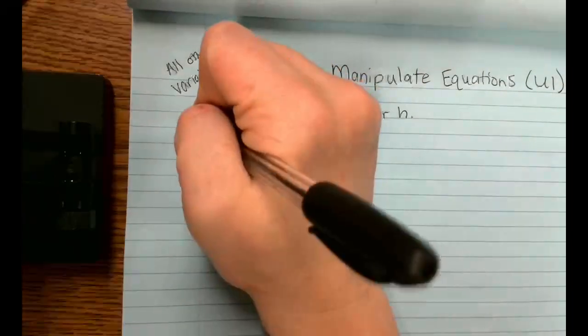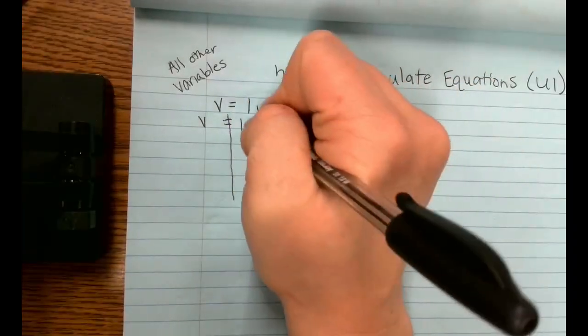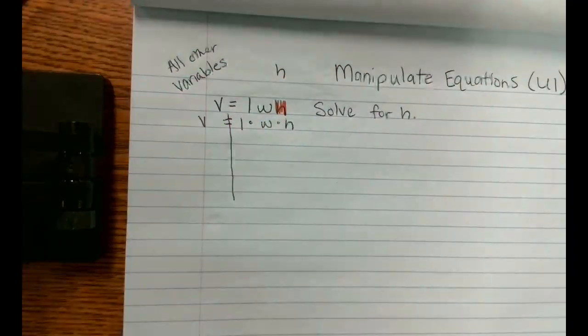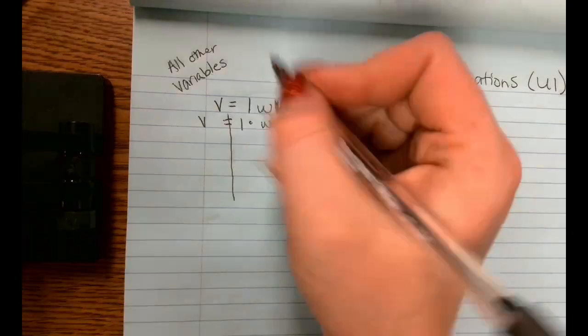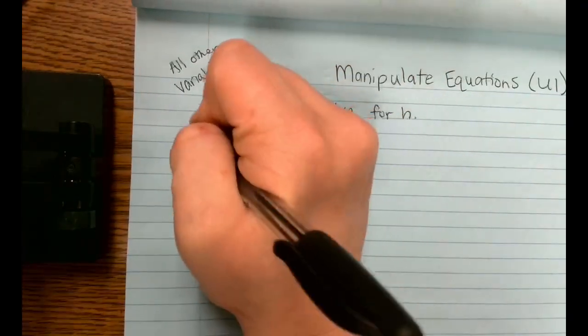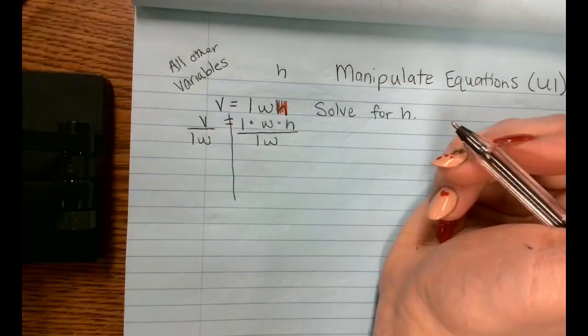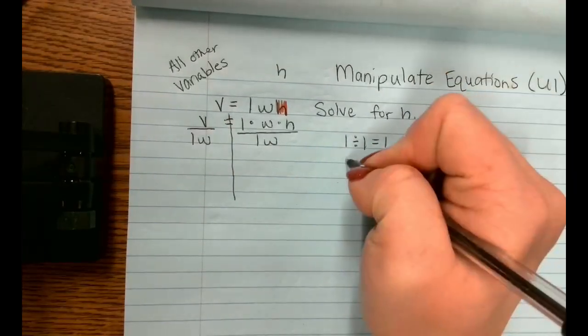The first thing I want to do is break down what's actually happening in this. It's length times width times height. Now that I see that it's really just multiplication, I know how to undo multiplication, right? We undo multiplication by dividing. So if I divide both sides by length and width, then the h should be by itself. That works out because anything divided by itself is 1.